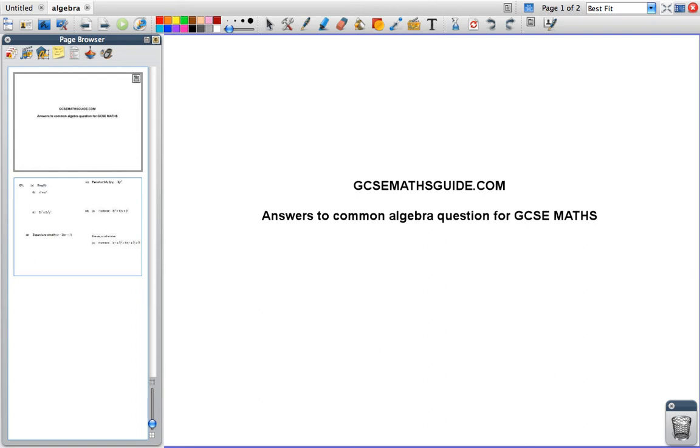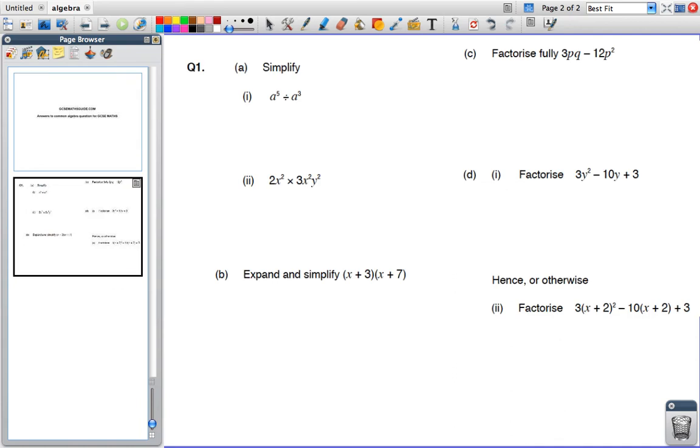Today we're just going to go through the answers to one of the questions that I posted earlier on my blog. So let's just go ahead and take a look at some of those questions, and it's basically to do with common algebra questions for maths. So the first question that you had was a to the power 5 divided by a to the power 3.